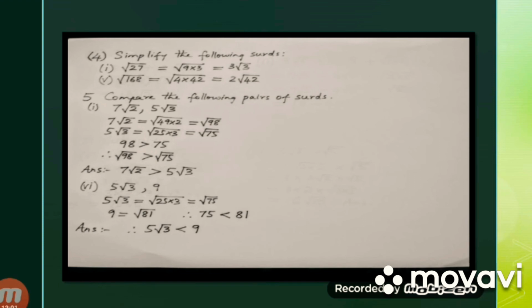Sixth, 5 root 3 and 9. Now 5 root 3 can be written as root of 25 into 3, and that is equal to root of 75. 9 is equal to square root of 81. Here 75 is less than 81, and therefore the answer is 5 root 3 is less than 9.